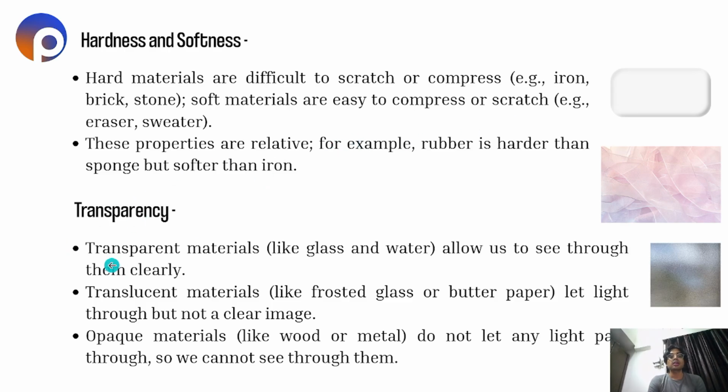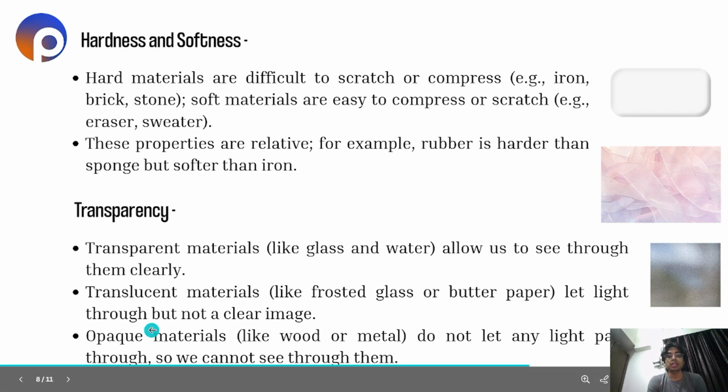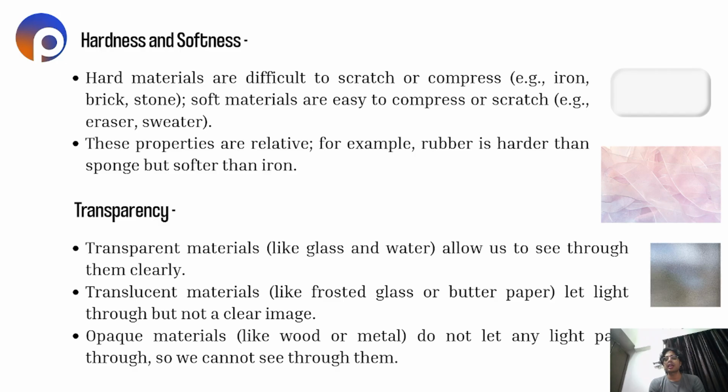Now, transparency. Transparent materials like glass and water allow us to see through them clearly. So any object through which we can see clearly is a transparent object. Translucent materials like frosted glass or butter paper let light through but not a clear image. So we cannot see through it clearly through a translucent material, but light can pass through it. Now the third one is opaque. Opaque materials like wood or metal do not let any light pass through, so we cannot see through them. We cannot see through them, and we cannot pass any light through them.